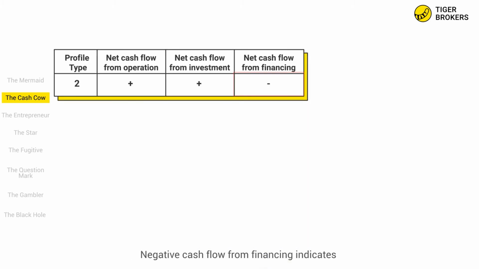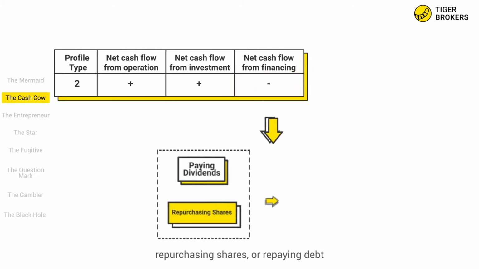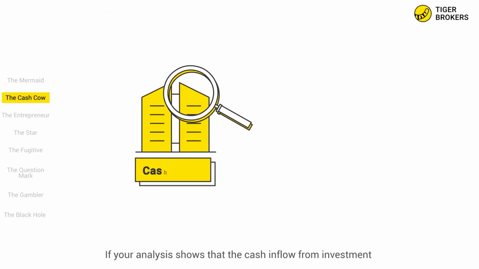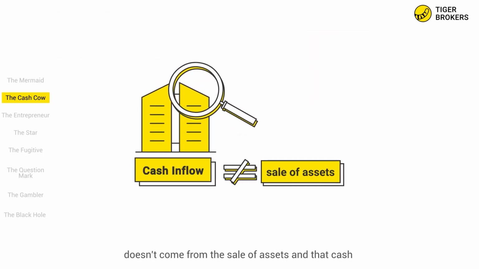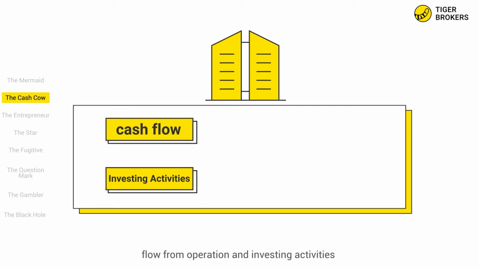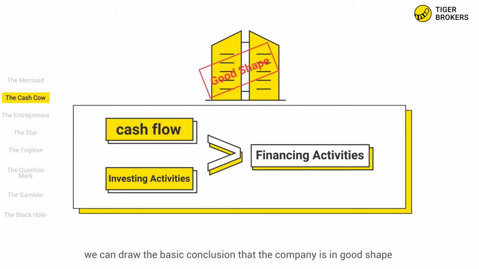Negative cash flow from financing indicates that a company is either paying dividends, purchasing shares, or repaying debt. If your analysis shows that the cash inflow from investment doesn't come from the sales of assets, and the cash flow from operation and investing activities covers the cash outflow from financing activities, we can draw the basic conclusion that a company is in good shape.